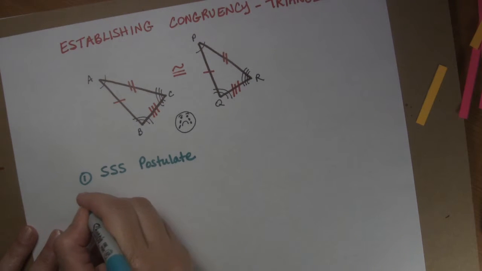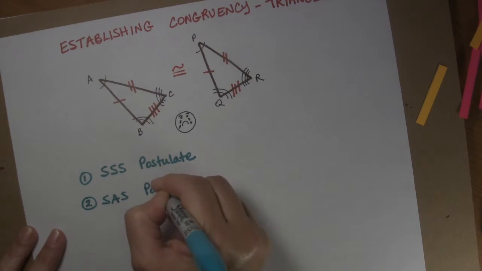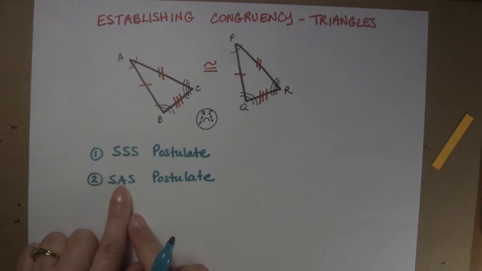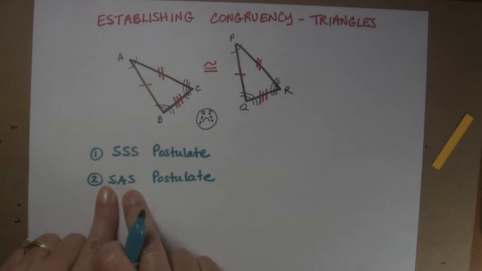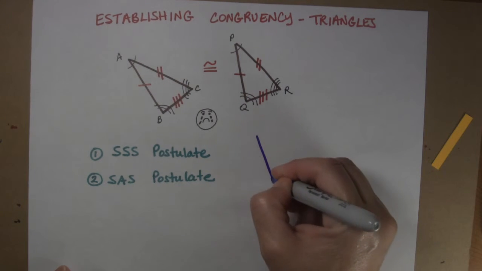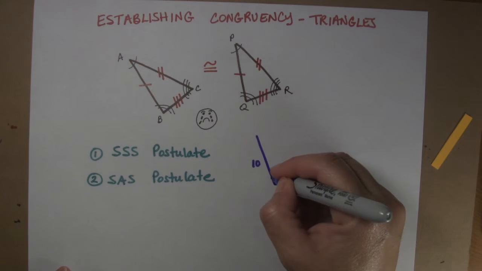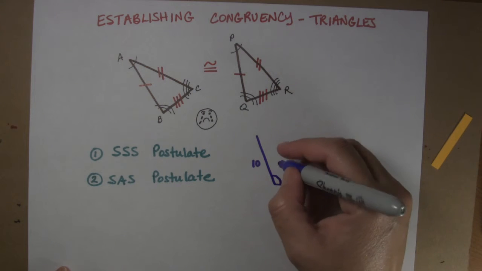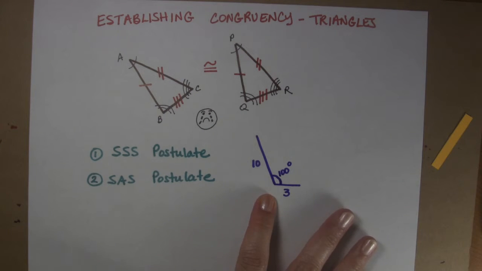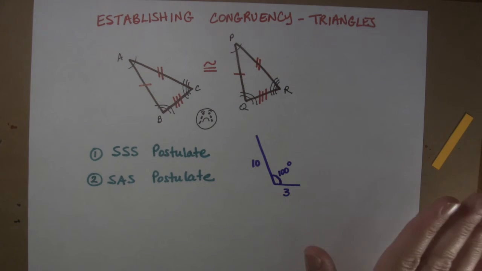Now, there's another thing that you can do, and you can prove the SAS postulate. That stands for side, angle, side. Please notice that it has to be the angle that's in between the two sides that you know. So for instance, let's say that I knew that this was a 10, and I knew that this was a 3. And I know that this angle right here is, let's say, 100 degrees, right? That is set in stone. And the other triangle, if it has a 10 and a 3 connected by 100 degrees, you're golden.